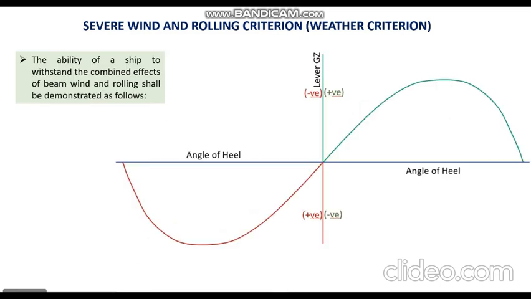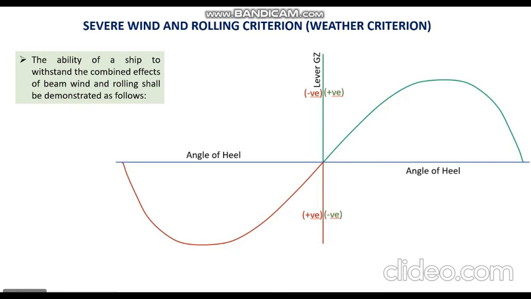Same diagram is here now. I have removed all the unnecessary stuff from here. Now, what is the objective of this criteria? The objective of this criteria is to ensure the ability of a ship to withstand the combined effect of beam wind and rolling. So that is the objective of this entire criteria. How do we demonstrate it? We'll first demonstrate, for establishing compliance, we'll make this diagram that has been explained to you, how the diagram has come.